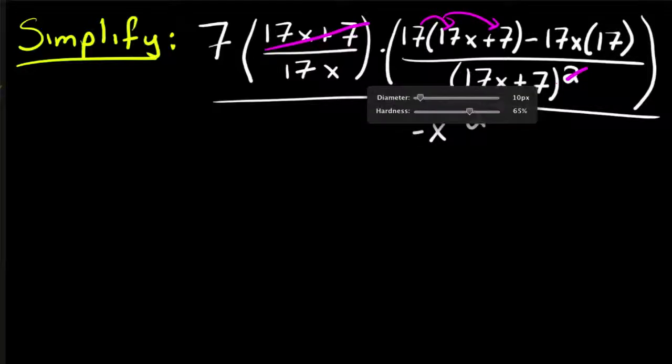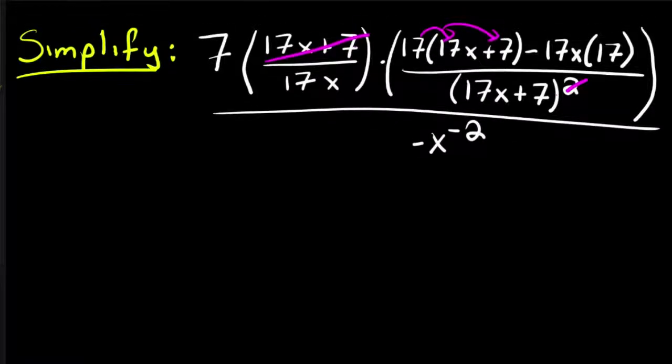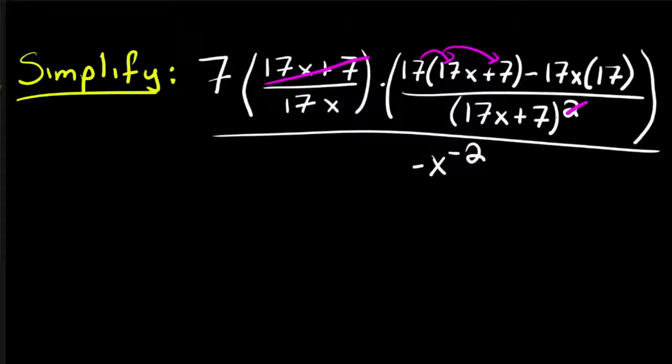So let me go up a little bit. So this right here, why don't I just write down what this is? This is 289x, and then plus 119. And then this is minus 17x times 17. That's just minus 289x. So luckily, when I subtract those two, I get 0.